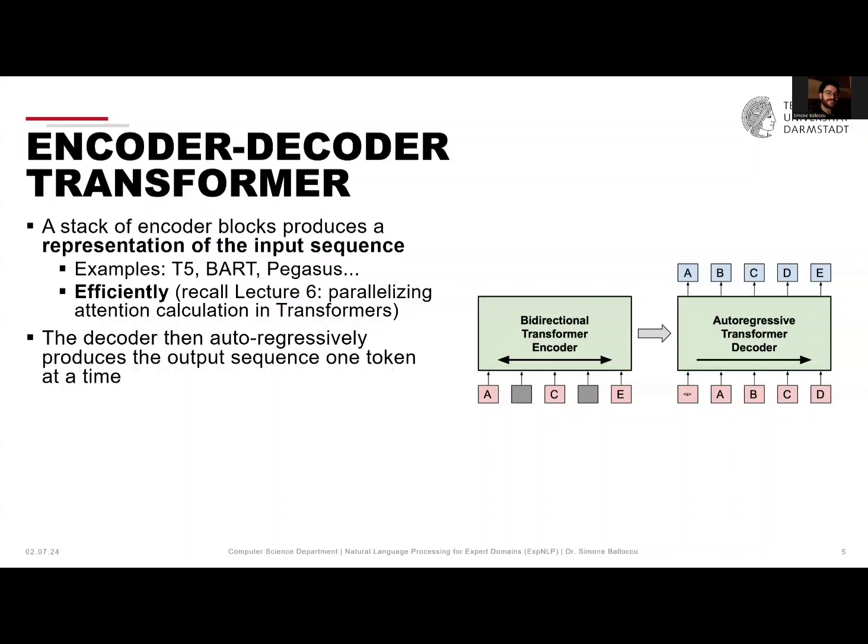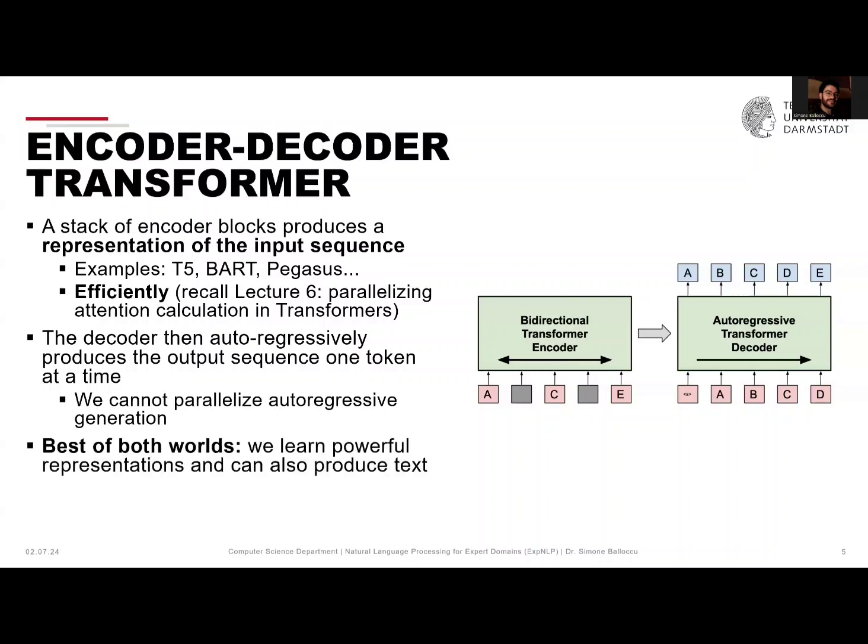Then we have the decoder, which autoregressively produces the output sequence, one token at a time. We cannot parallelize this because the generation must be autoregressive. It depends on the previous context. We'll talk a bit more about it in a bit. But yeah, this architecture is quite powerful. In theory, it's the best of both worlds, because on the one end, you learn powerful representations with the encoder, but on the other end, you can also produce text autoregressively with the decoder.